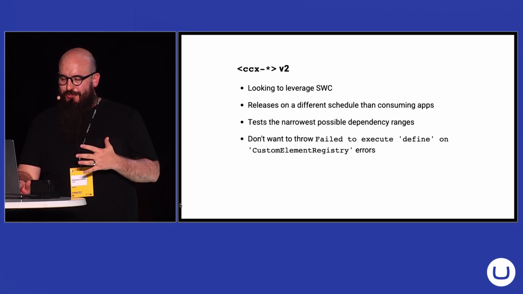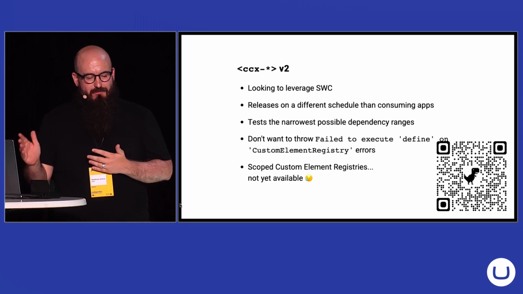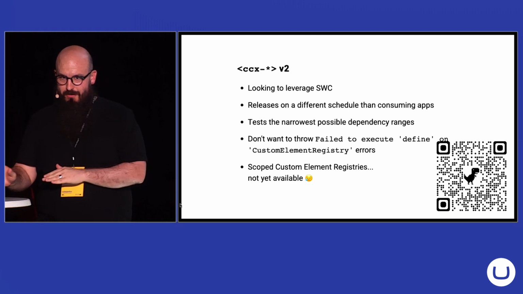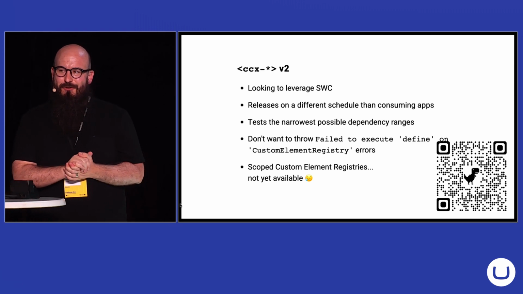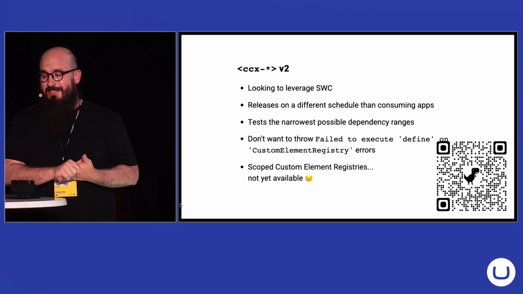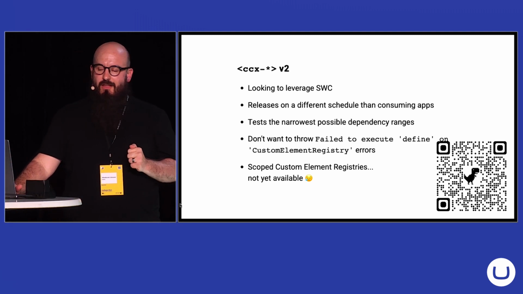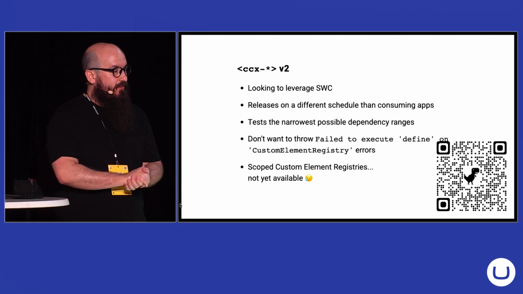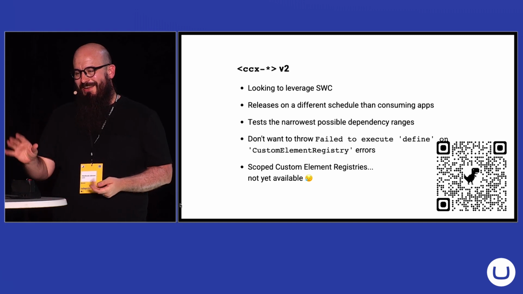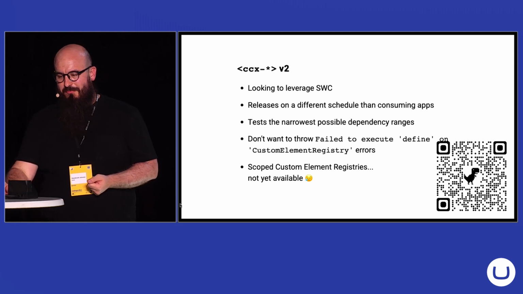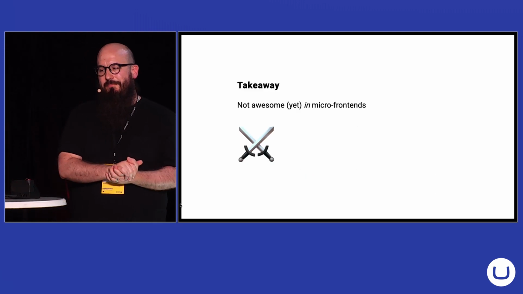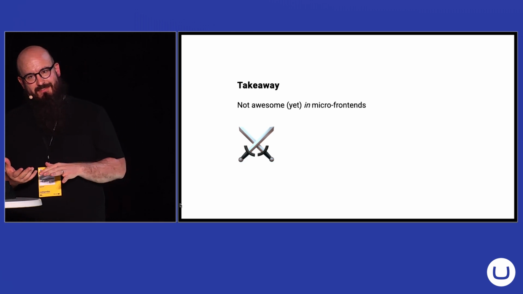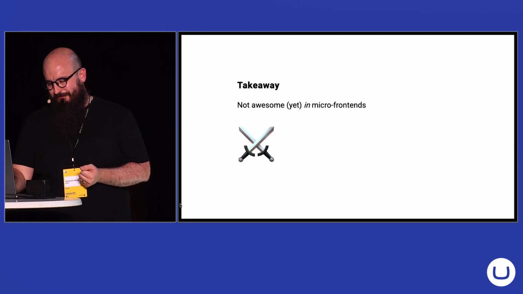And while there's a future to be had here, the scoped custom element registries API, it's not yet available anywhere. And so follow this QR code if you're interested in making micro front ends easier with custom elements, because there's a lot of great conversation going on around this, and I believe there is some early prototyping going on in the Chrome browser. And so hopefully this won't have to be true for long, but keep in mind that custom elements and web components are not awesome yet in micro front ends.